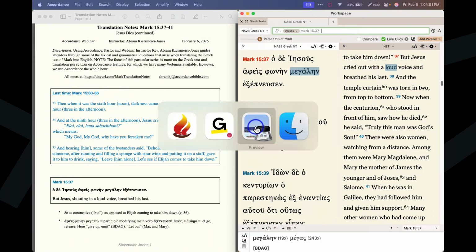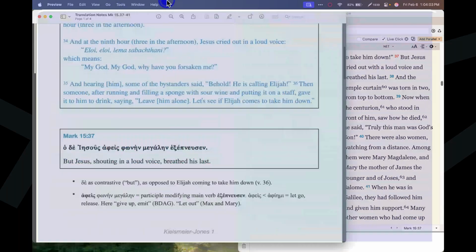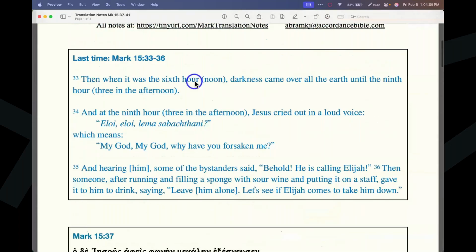Here's the review of last time, and I'm going to just make this a little bit bigger so it's easier to see. So last time, when it was the 6th hour, noon, darkness came over all the earth until the 9th hour, 3 in the afternoon. And we talked about how this is a particular translation decision, whether you do it how the Greek has it, or if you translate not just the words, but also the time-telling convention. I put both options there, but we talked through that last time. So it was the 6th hour or noon, darkness over all the earth for 3 hours.